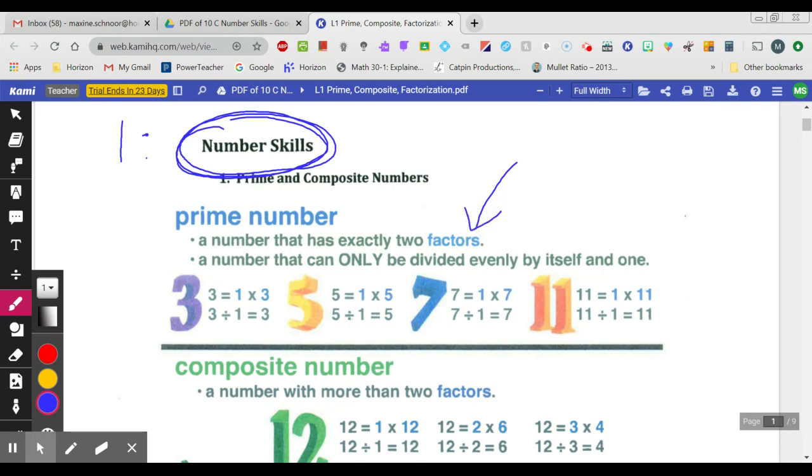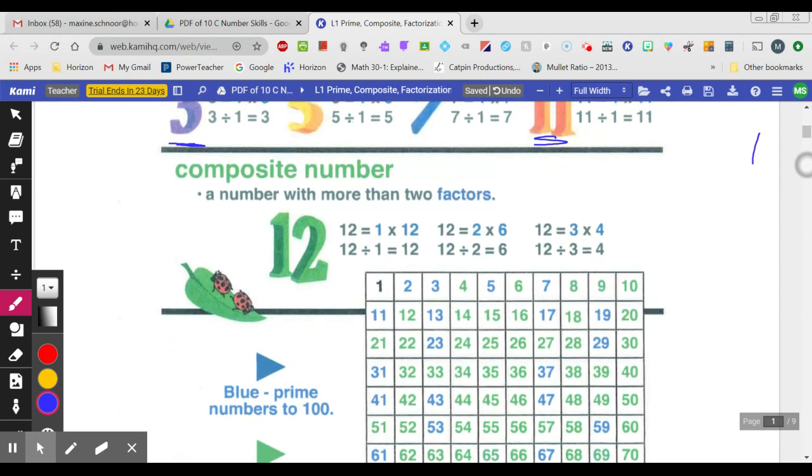Sometimes in math, when they define something, they'll define it using another word that you don't know either. So factors are numbers that divide into another number. For example, the factors of 3 are 1 and 3. Those are the only two numbers that divide into 3. The factors of 11 are 1 and 11. So prime numbers have only two factors, the number themselves and the number 1, because those are the only two numbers that divide into them evenly. All other numbers are composite numbers. Composite numbers are numbers with more than two factors.